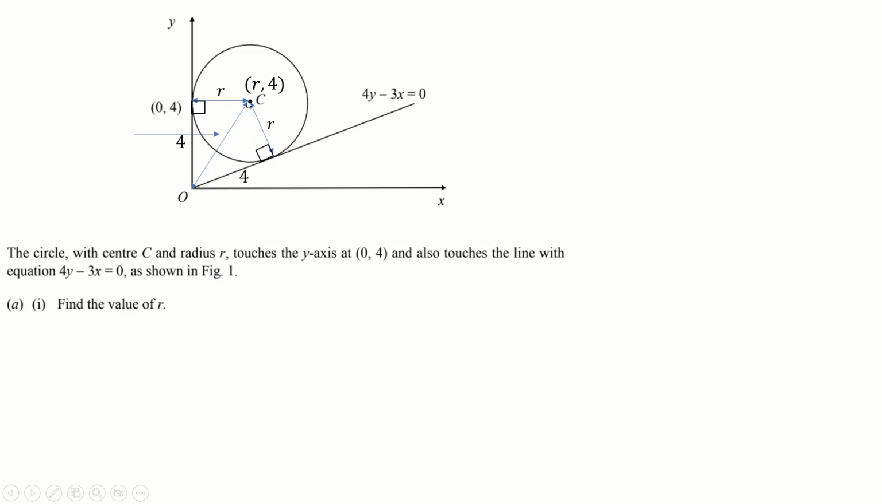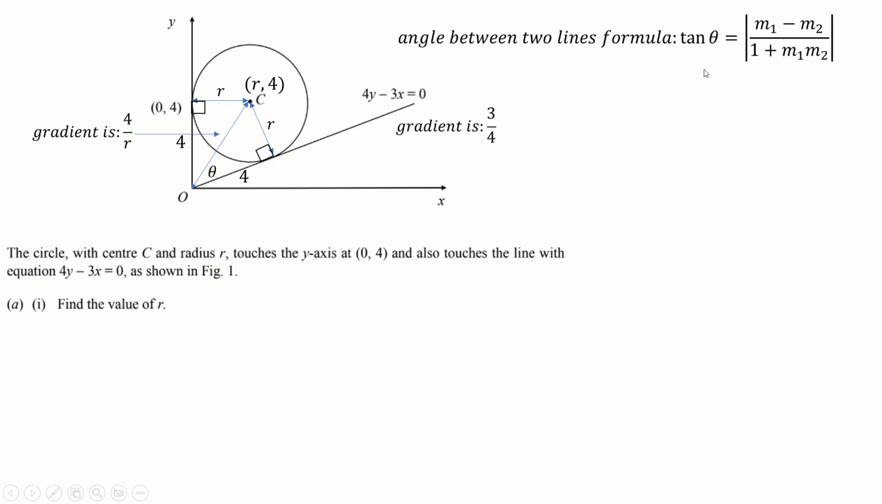Let's focus on this line. That has gradient, well, this length here is 4, isn't it? Because that's what that means. And this is r. So this gradient is 4 over r. So that's what I'll say first. That's kind of interesting. If I call this angle theta, that's between this line and this one. There's a little formula you can use, again, that the formula book doesn't give. The angle between two lines is given by tan theta, where theta is the angle between two lines, in terms of m's being the two gradients.